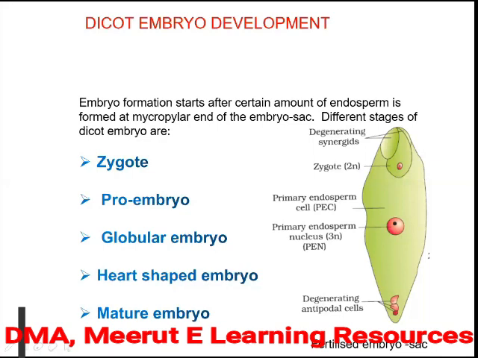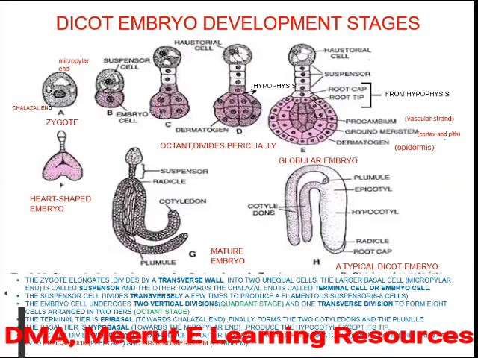Here you can see, students, this diagram taken from Trueman's publication, Elementary Biology. This diagram is taken from that book, and certain labelings are mentioned over here. Now here you can see this is the zygote. This is the micropylar end of the zygote, and this is the chalazal end of the zygote.